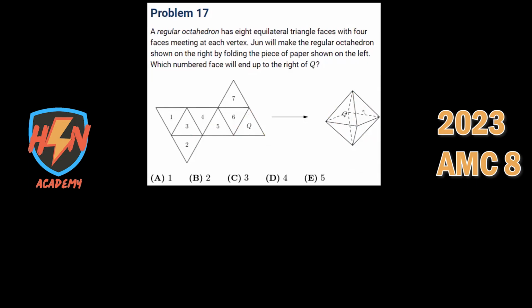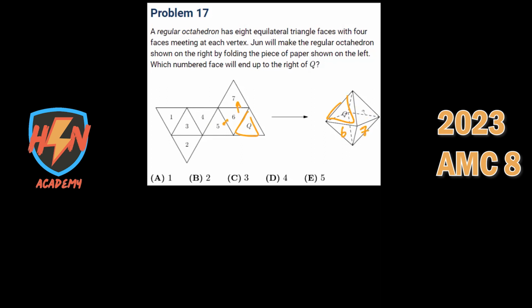Now in this problem, they want us to fold this net to make this shape, and they have told us that the front face is Q. Now let's use our spatial reasoning to find out what comes at the question mark. So underneath Q is 6, so that means this must be 6. To the right of 6 is 7, so that means this must be 7.